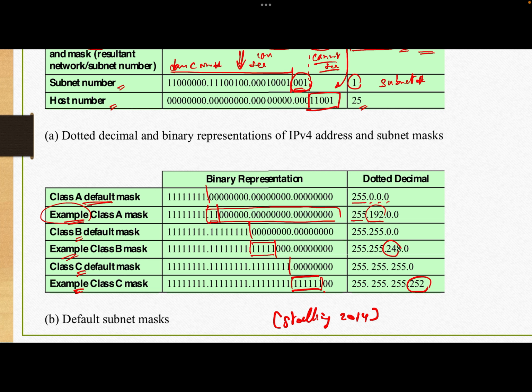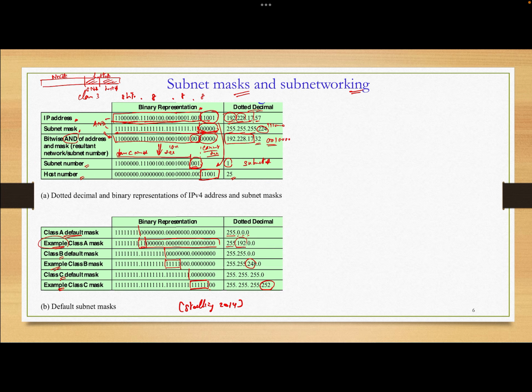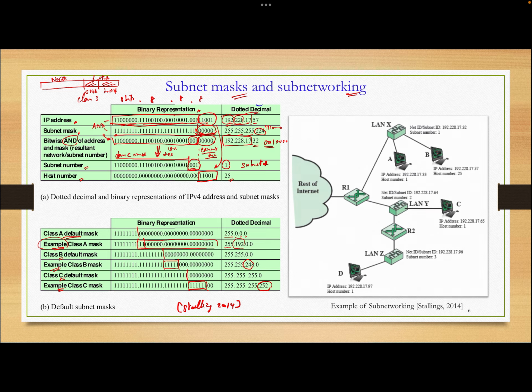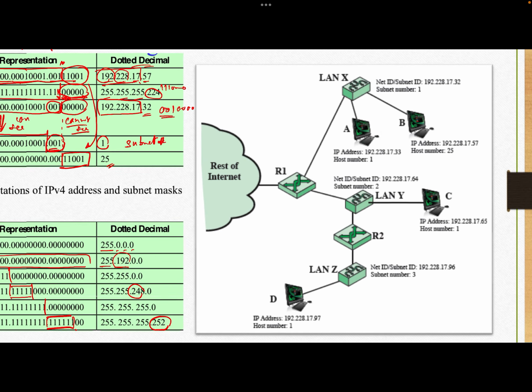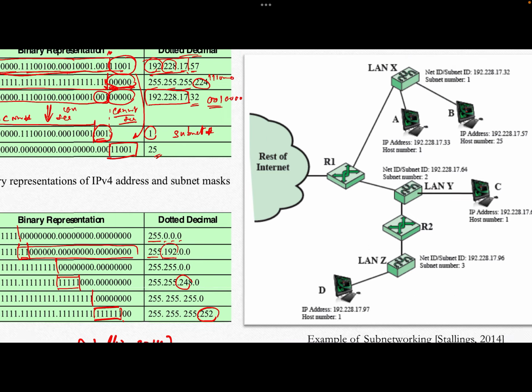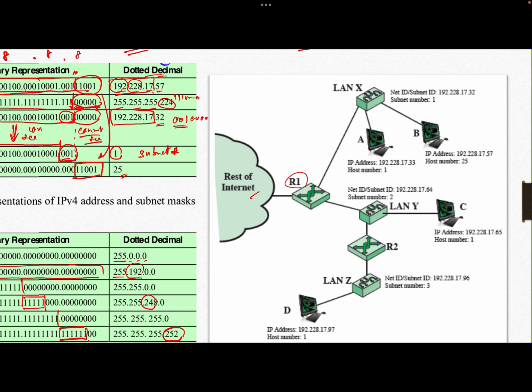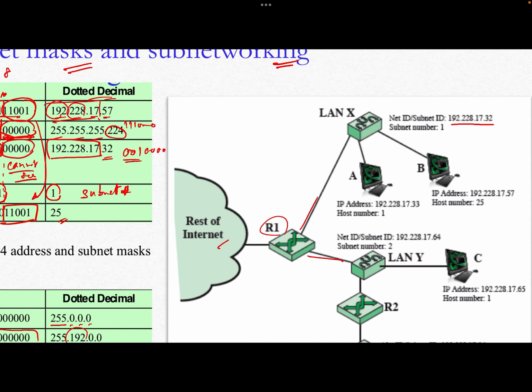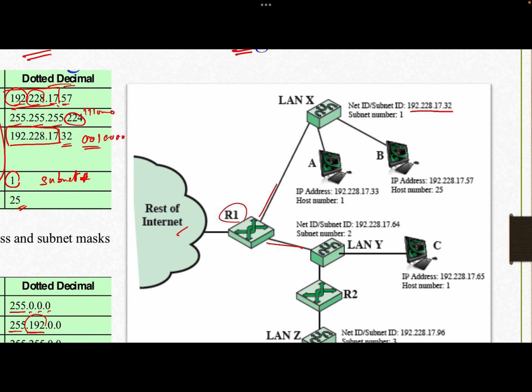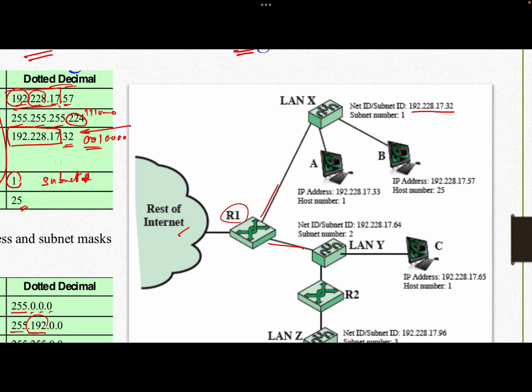So always you divide the host part into 2 parts. And so okay, these are examples, which I hope you understand more. This is the rest of the network, right? You have a router connected to LAN X, LAN Y. LAN X, you have a subnet number of this subnetwork. So it's this one, basically this example here, 192.228.17.32. And this is subnet number 1.